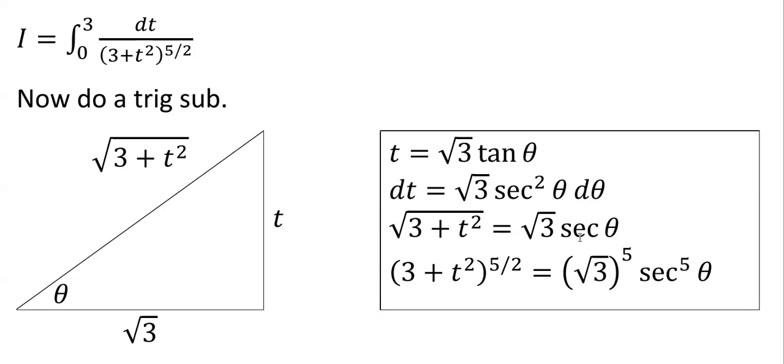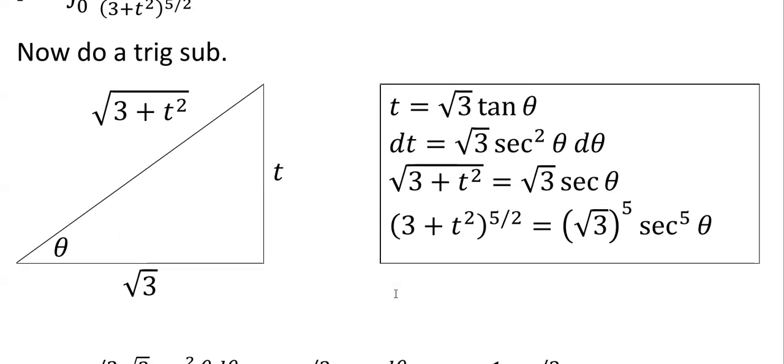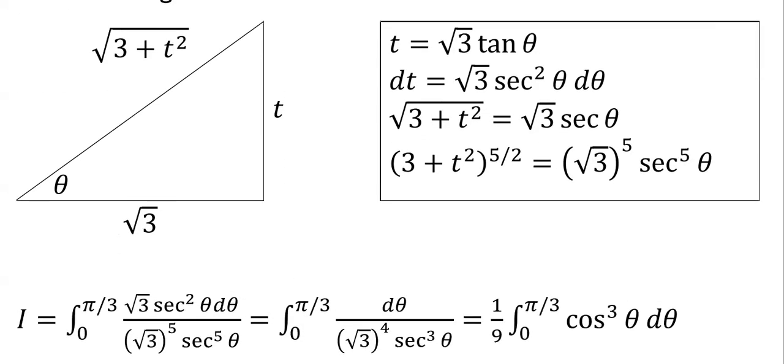Now I just fifth power both sides. I believe this is very similar to the first problem, if I remember correctly. So (3 plus t squared) to the 5/2 power is square root of 3 to the 5th power times secant to the 5th. Again, since we made another substitution, we got to change our limits of integration. You got to be good with the trig here. Once you switch the limits, it becomes 0 to pi over 3.